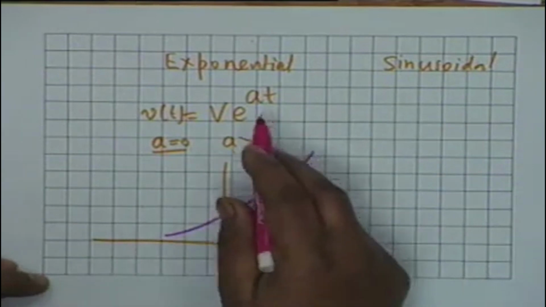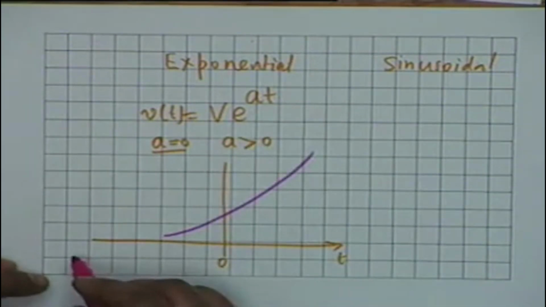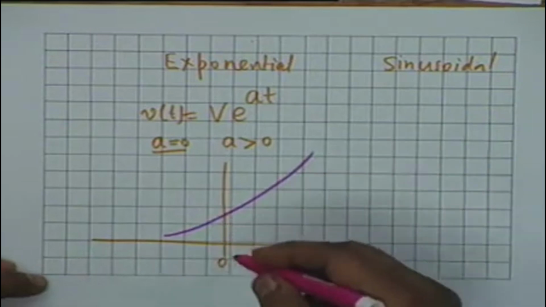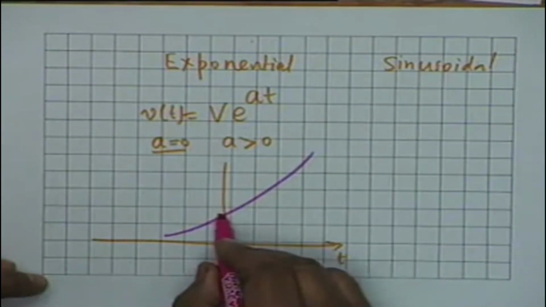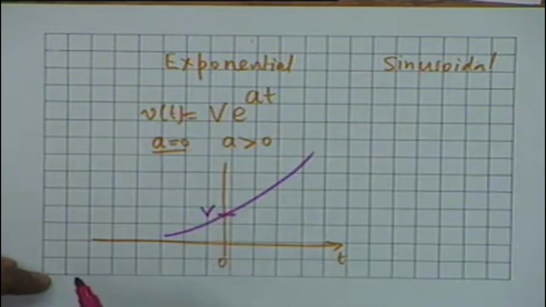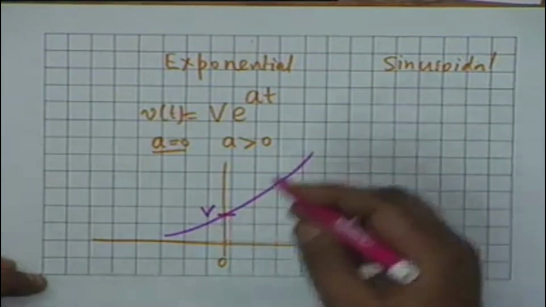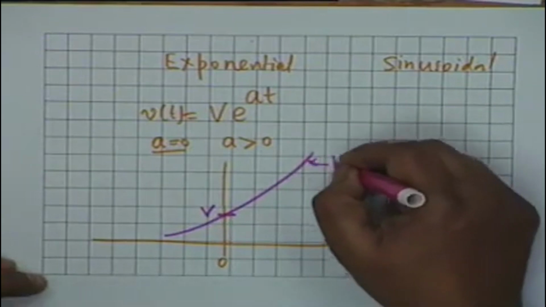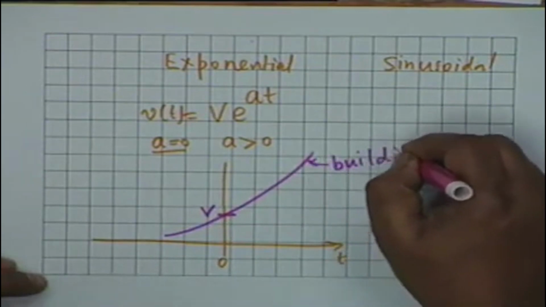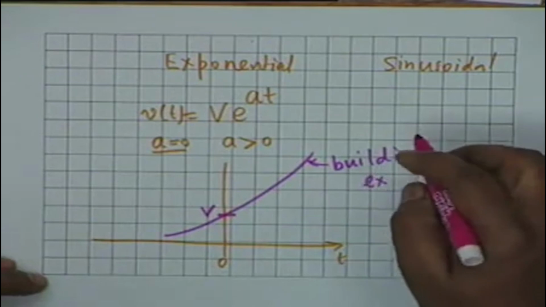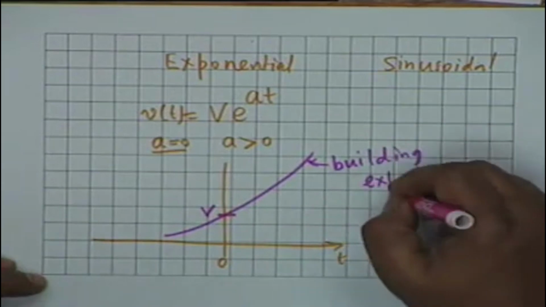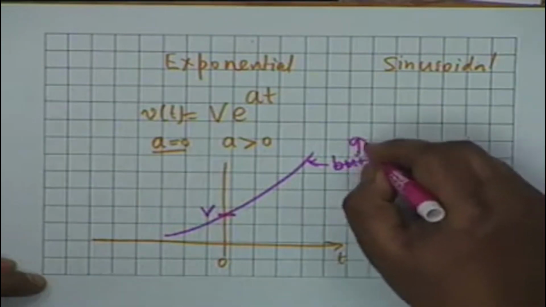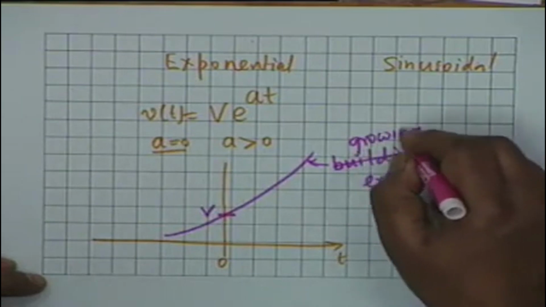At t equal to minus infinity, it goes to 0. As t goes, what is the value here? This is obviously capital V. Alright, when t equal to 0, it's capital V, and then it continues to rise. So this is called a building exponential, an exponential which builds or which grows. Building or growing exponential. Alright, that is a better term, I suppose.